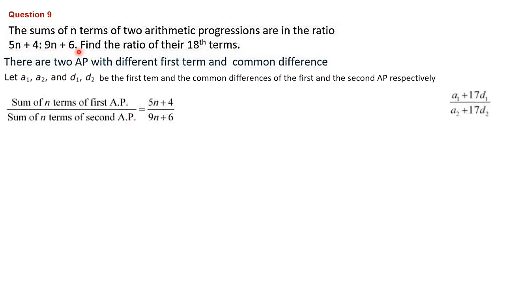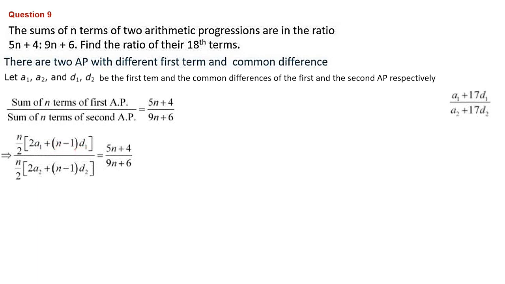It is 5n plus 4 divided by 9n plus 6. For the sum of n terms, there is a formula: n by 2 into 2a plus n minus 1 into d. So here, the sum of n terms of the first AP is n by 2 into 2a1 plus n minus 1 into d1, divided by the sum of n terms of the second AP, n by 2 into 2a2 plus n minus 1 into d2, equal to the right-hand side, which is the same.